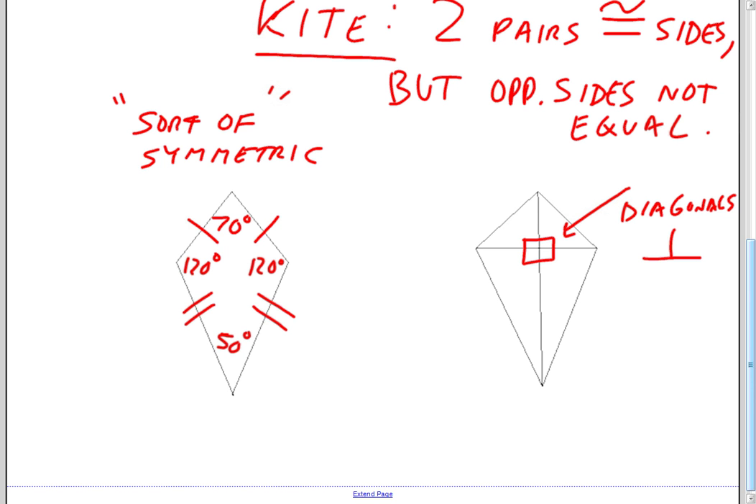Let's use this information over here. What do you think happens to the 50? That gets split in half. The 70 gets split in half. But the 120s do not. From left to right, you just have to figure out what's going on with the triangles. If you got 90 and 25, what's left for that spot?